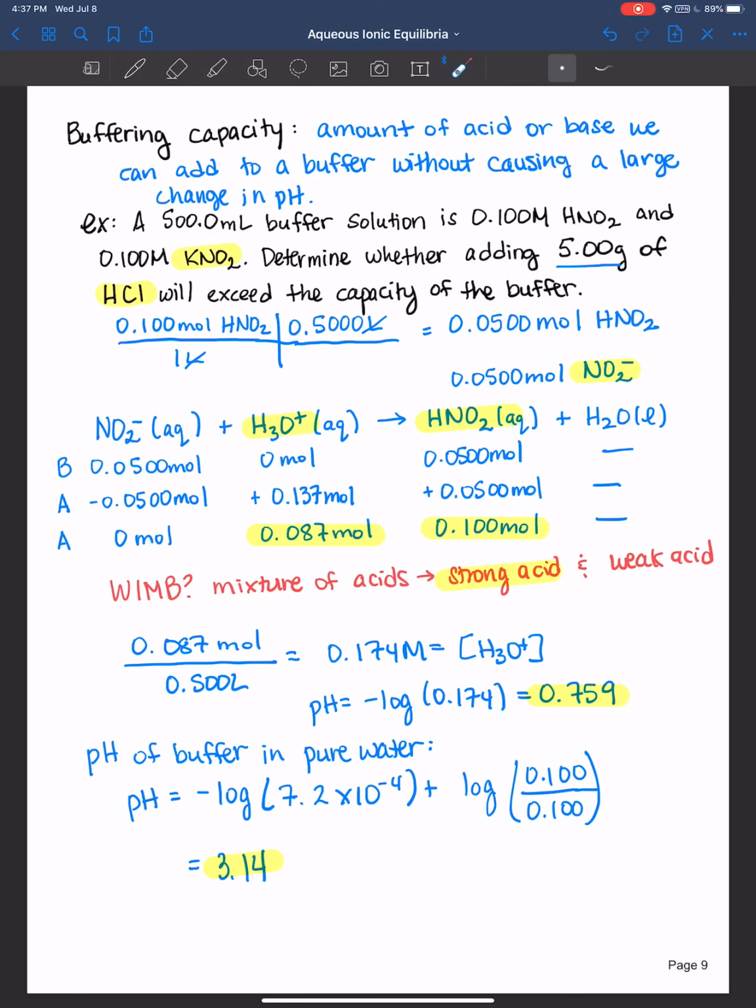In order to not exceed the buffering capacity, what you add needs to be the limiting reactant. So if you're adding acid, this needs to be less moles than what you start with. If you're adding a strong base, same. You need to make sure that that's the limiting reactant, that you don't exceed that, because otherwise you're going to be left with strong acid in solution. Or if you're adding strong base, you're going to be left with strong base, which is going to change the pH of the buffer drastically.